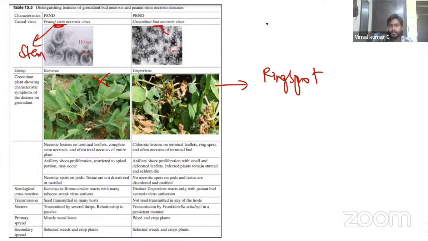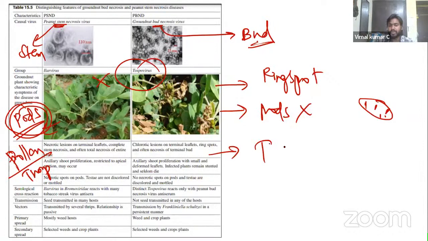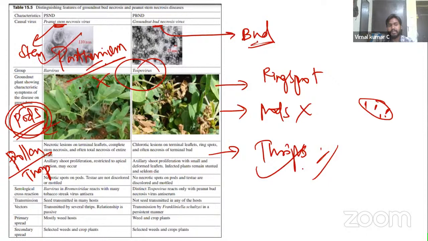Then there is the infection on the pods, the groundnut pods. You can't see infection on the pods in the case of TOSPO virus. But here, if you pull out the plant, the pods will have necrosis specks. That is because of the peanut stem necrosis virus. It is transmitted through thrips, and as I told, it can also be transmitted through parthenium. So parthenium plays a key role in transmitting the ILAR virus.